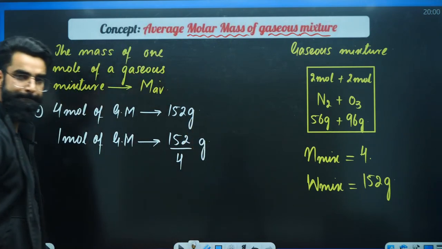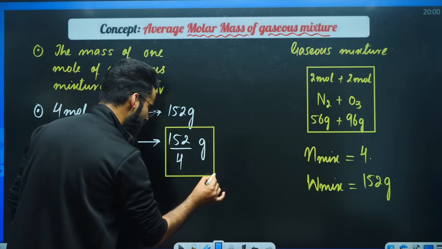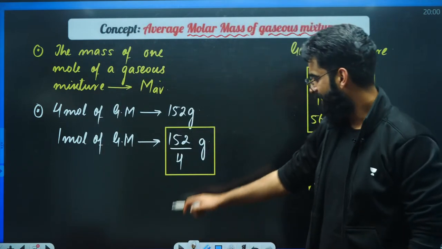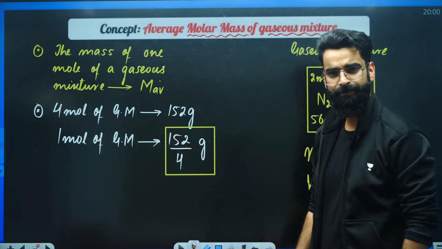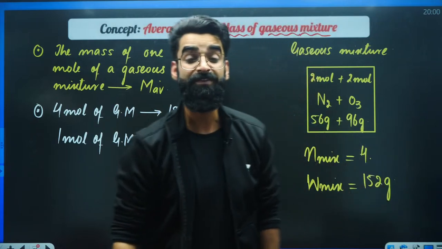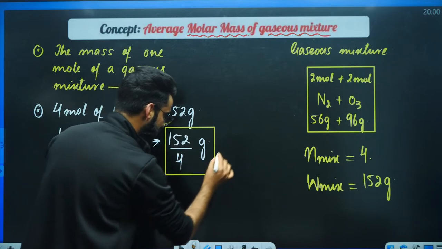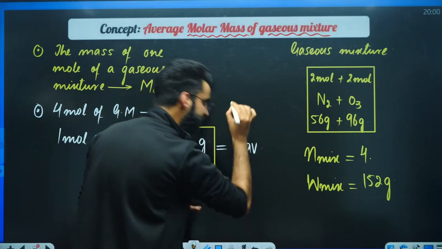Let's keep it as such. If I ask you, what did I calculate here? What is this term? This is basically the mass of 1 mole of gaseous mixture. And the mass of 1 mole of the gaseous mixture is something which we call the average molar mass of the mixture. So can I say this particular term is basically the average molar mass of the gaseous mixture?